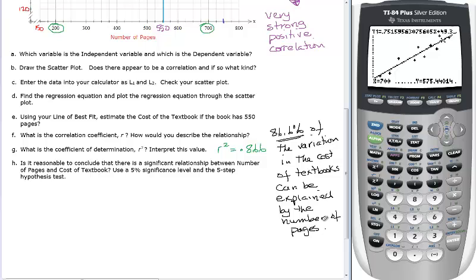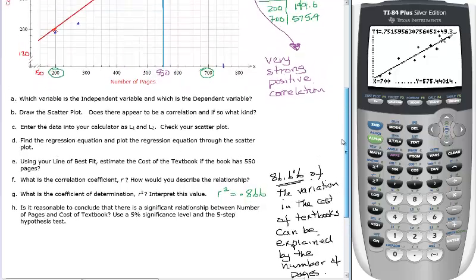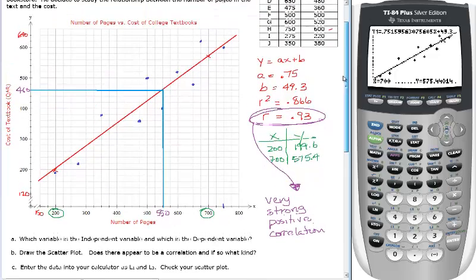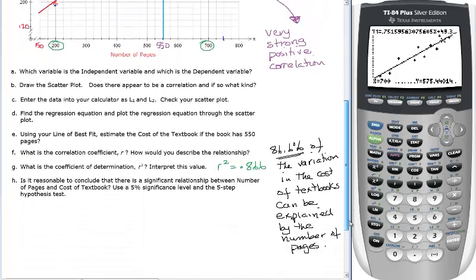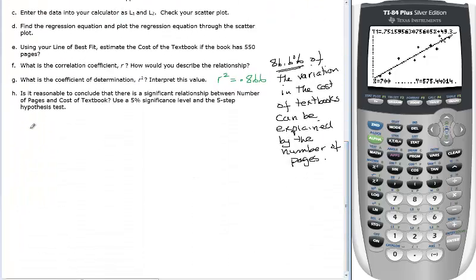Now, the last question, which is the longest question, H, is it reasonable to conclude that there's a significant relationship between number of pages and cost of textbook? Use the 5% significance level in a 5-step hypothesis process. We saw on the graph that there was a positive correlation. We found that value, 0.93, very strong positive correlation. So we suspect there is a significant relationship. However, to prove it to be so, we'll follow this 5-step process.